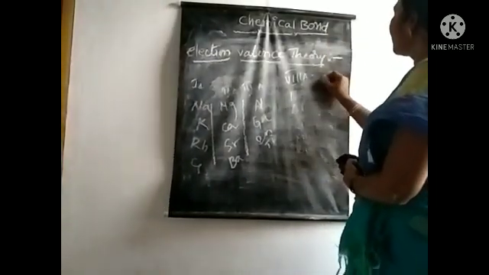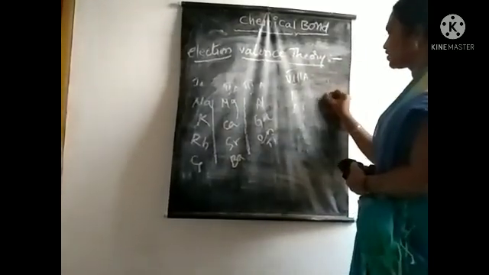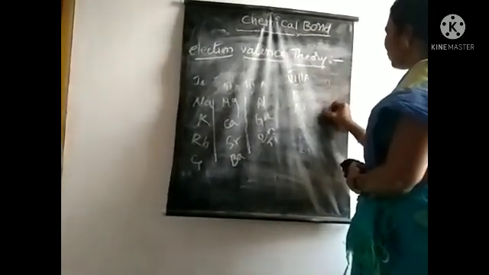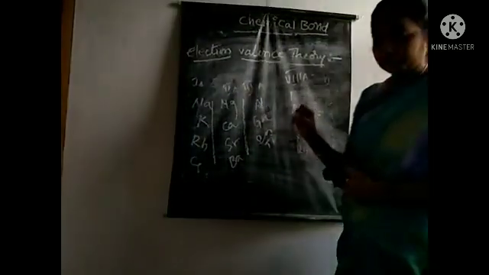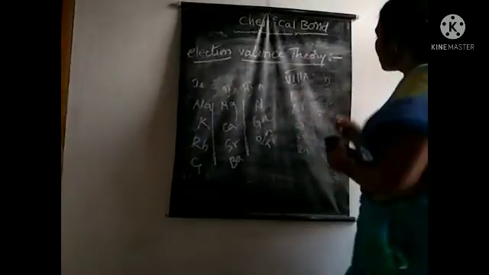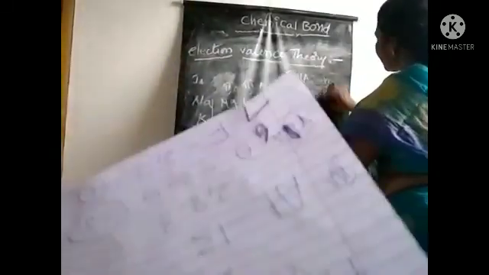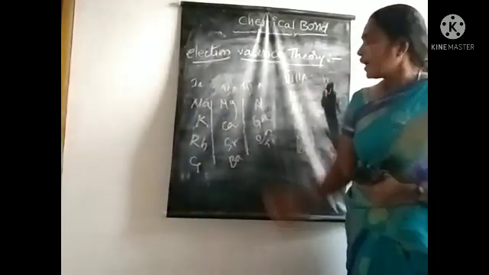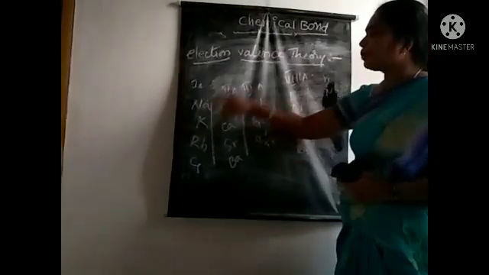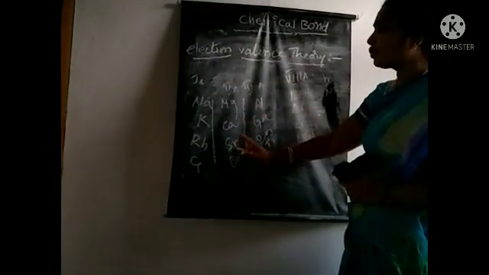Here we observe 6th year group elements: oxygen, fluorine, bromine, iodine. Like 5th year group elements: nitrogen, phosphorus. Here you observe first year group elements, third year group, second year group elements.